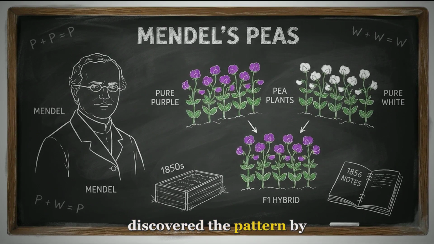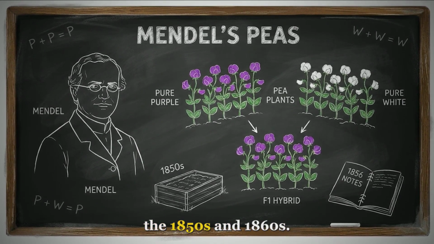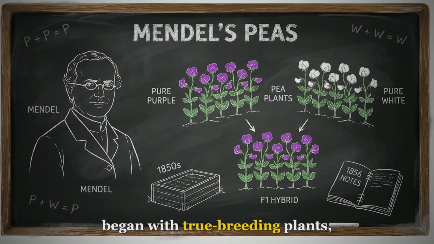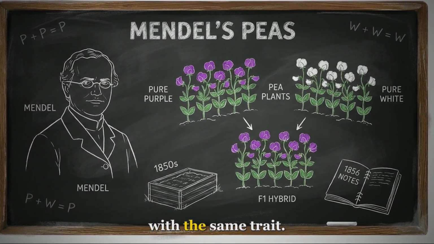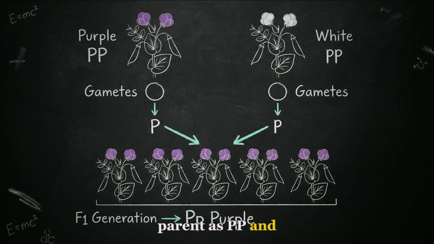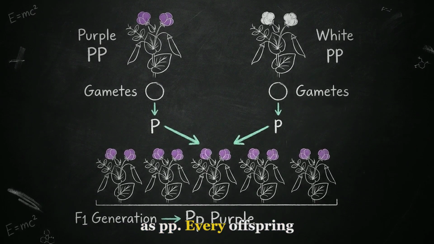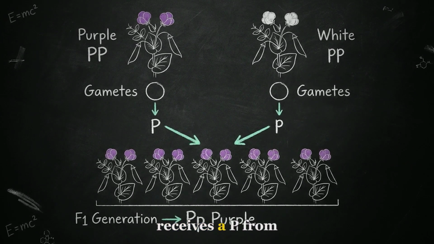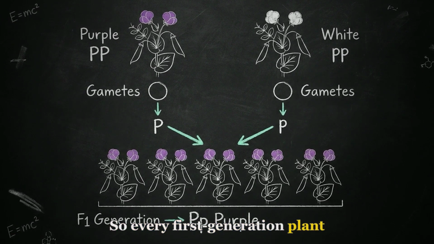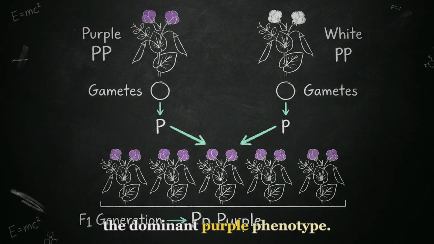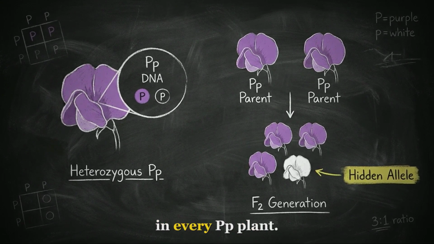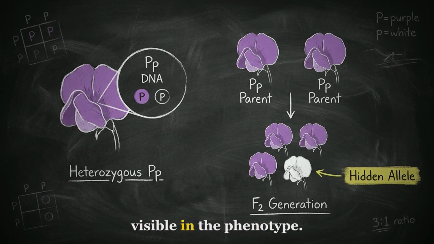Gregor Mendel discovered the pattern by breeding pea plants in the 1850s and 1860s. He chose traits with clear alternative forms and began with true breeding plants, which repeatedly produced offspring with the same trait. For flower color, think of one true breeding purple parent as PP and one true breeding white parent as pp. Every offspring in that first generation receives a P from one parent and a p from the other. So every first-generation plant is Pp and shows the dominant purple phenotype. Does that mean the white allele disappeared? No, it is still there in every Pp plant. It is simply not visible in the phenotype.